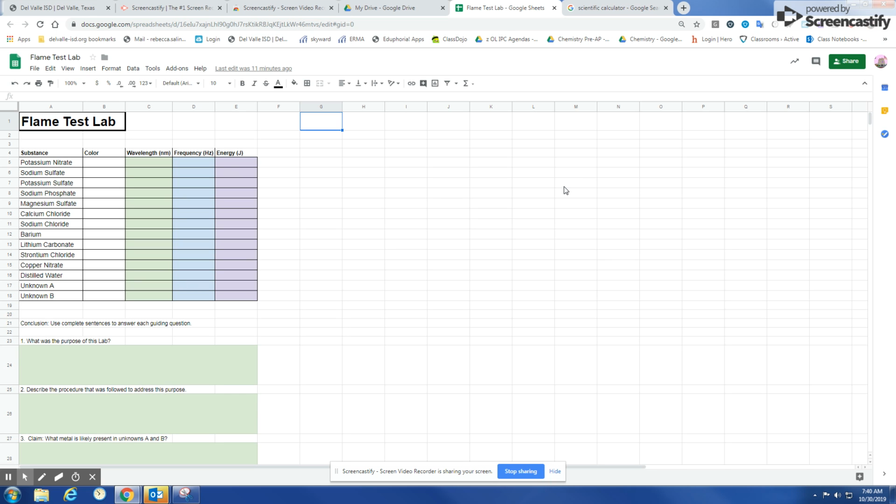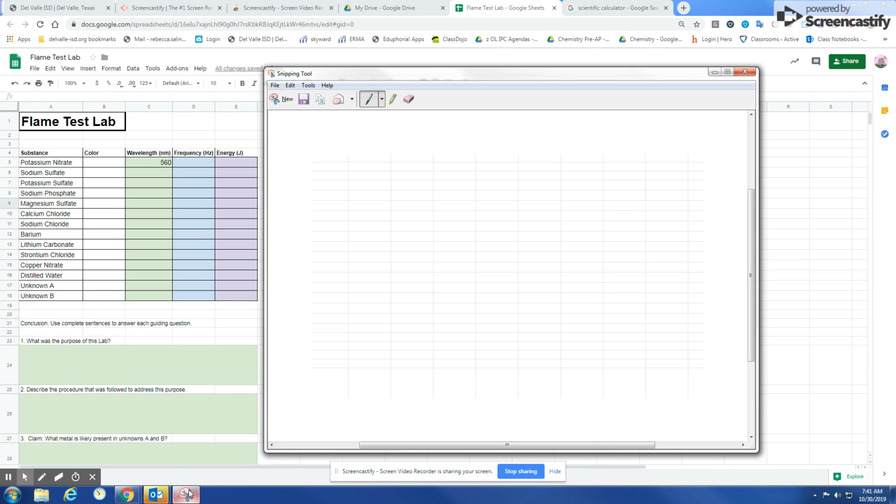Okay, guys, I'm going to go over how to do the calculations for frequency and energy. So hopefully yesterday you filled in the colors and then you used that picture of the spectrum to determine the wavelength. So I'm just going to put a random number here. Let's say that you saw that potassium nitrate had a wavelength of 560. Just making up a number, don't copy mine. Now we need to calculate the frequency and the energy.